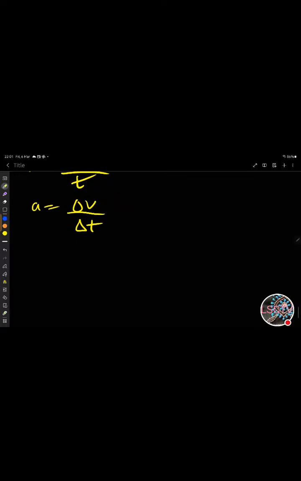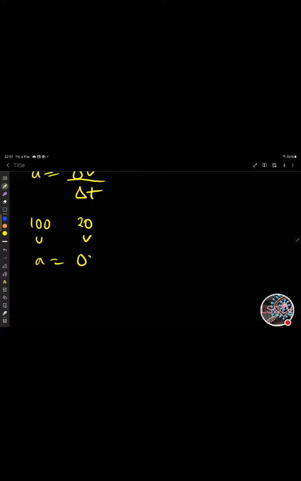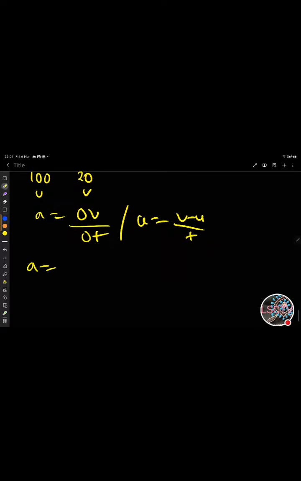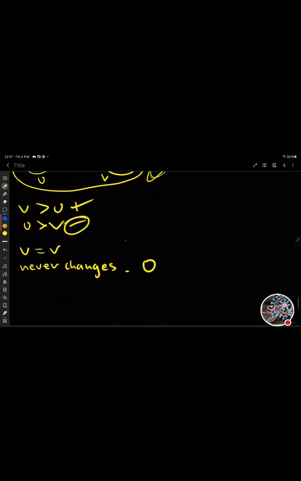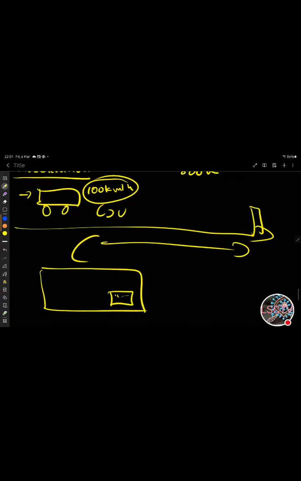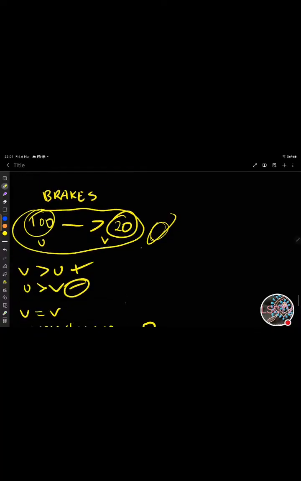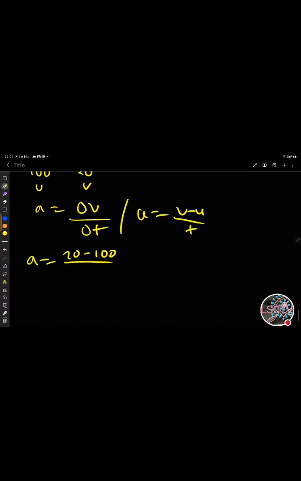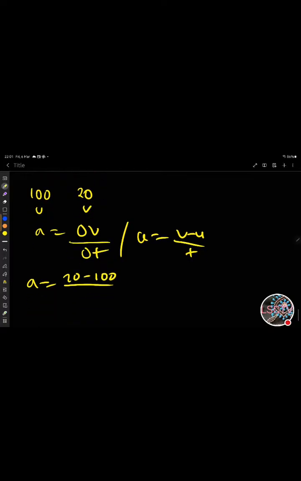Now, in the case where the initial velocity is 100 and 20 is the final velocity, what is the formula? A equals delta V by delta T, that is A equals V minus U by T, no? So final 20 minus 100 by time. What was the time? It was 5 seconds or something. I didn't mention. 5 seconds is too small.